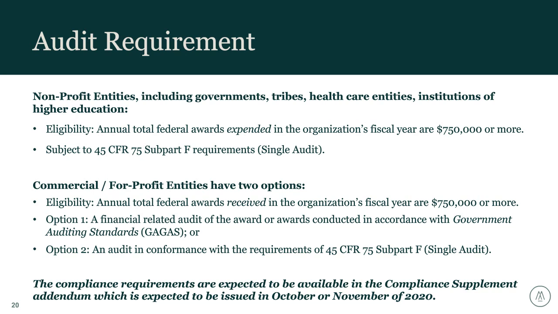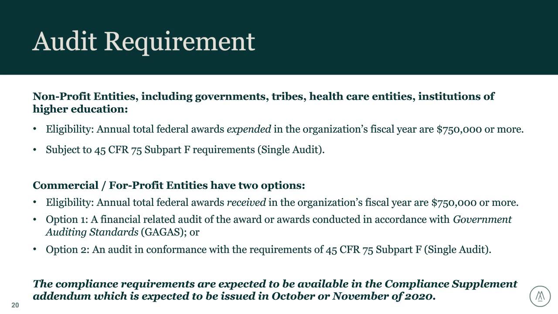For commercial entities, there are two options for satisfying the audit requirement. One is a financial statement audit, related to the award or the financial statements in general, conducted in accordance with government auditing standards, otherwise known as Yellow Book. The other option is an audit in conformance with 45 CFR subpart F. What does all that mean? We'll go into that in a minute.